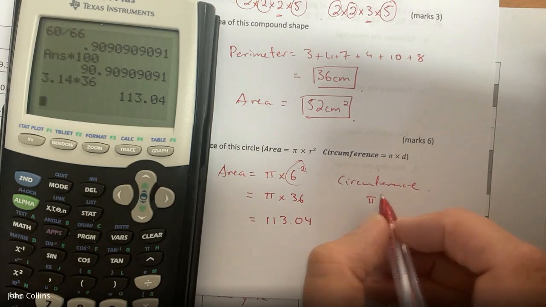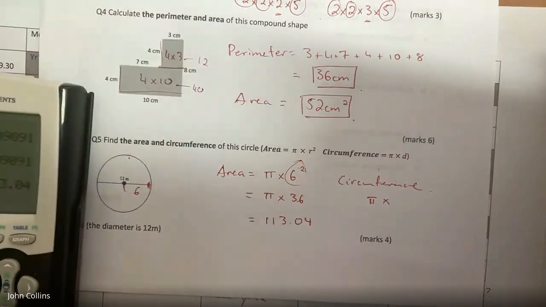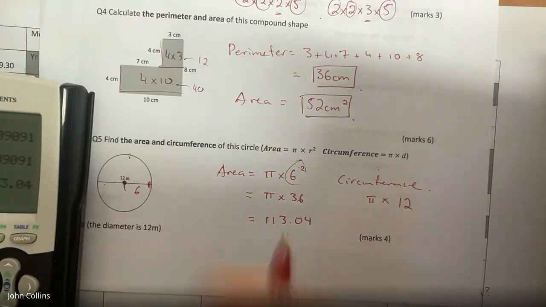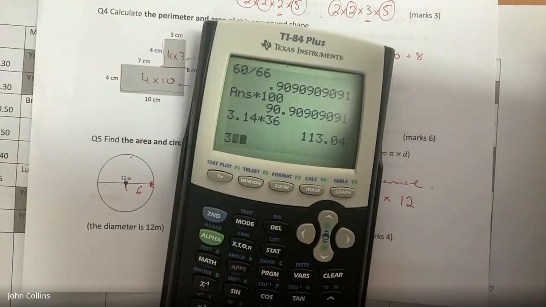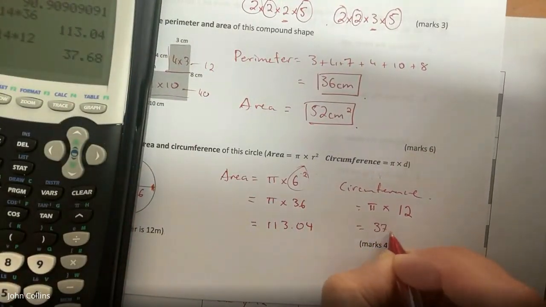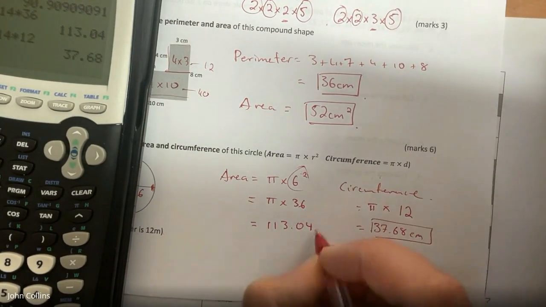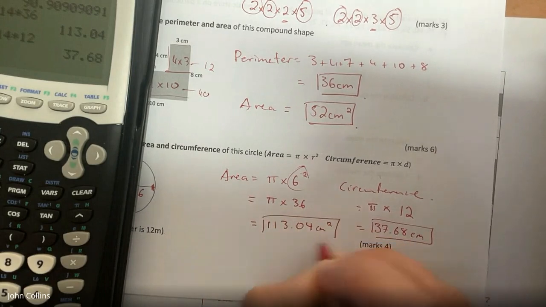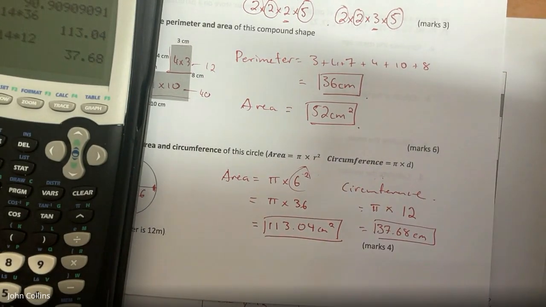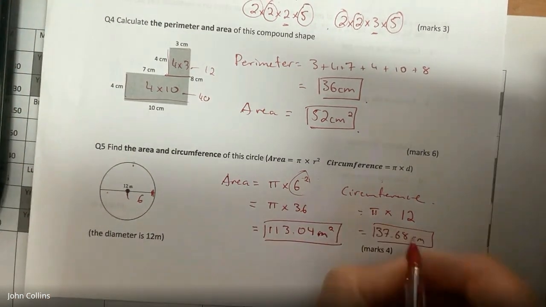It's fine, yeah. Pi times diameter. The diameter of this circle for circumference is 12. So pi times 12. Just get your calculator out and do the same thing again. 3.14 times 12. 37.68. The unit should be centimeters for this one, and centimeters squared for area. Once again, it's fine. Wait, centimeters? But it says meters. Oh, sorry, meters. Yes, it's fine.